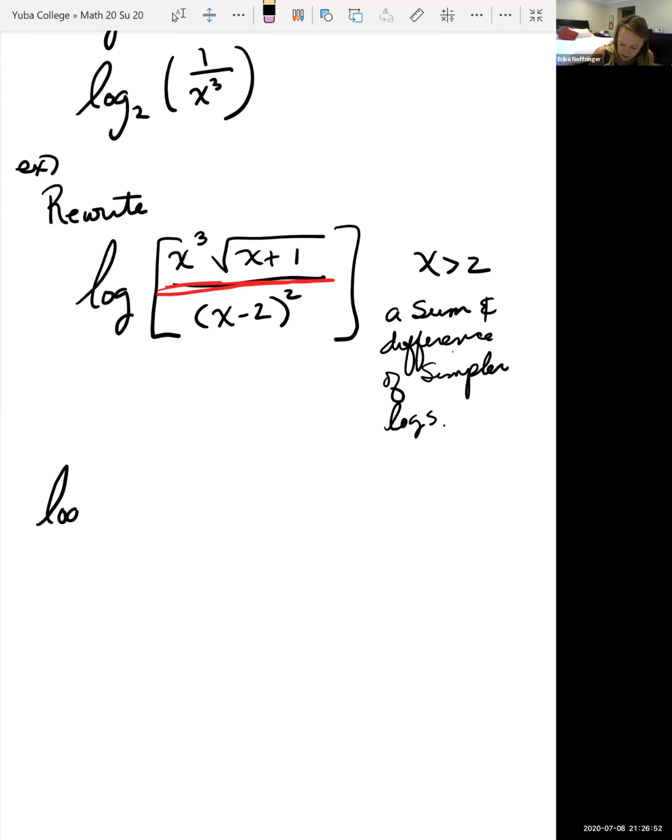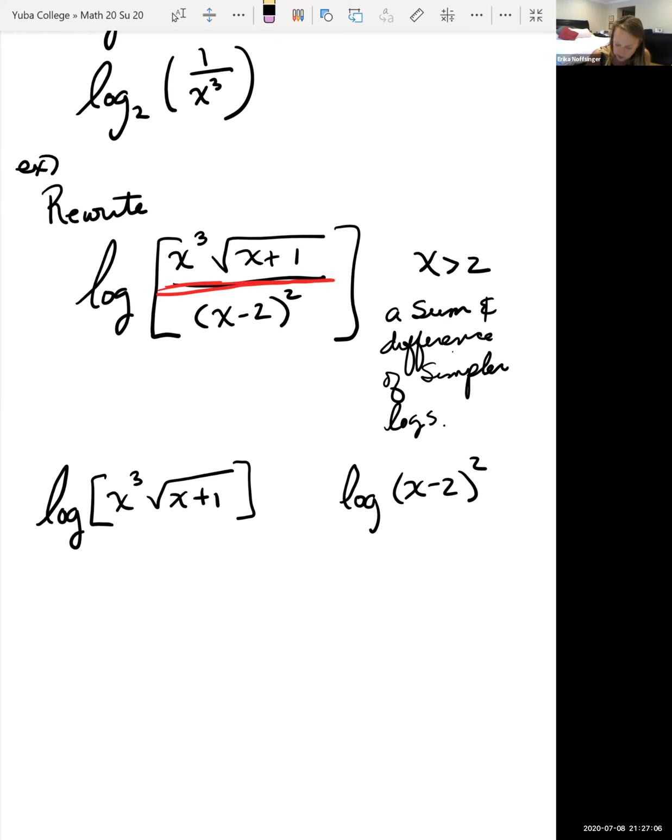is log of x cubed times the square root of x plus 1. And then we have minus the log of our denominator, which is x minus 2 quantity squared.